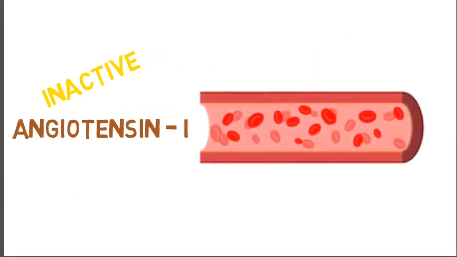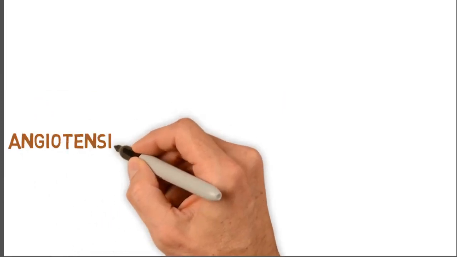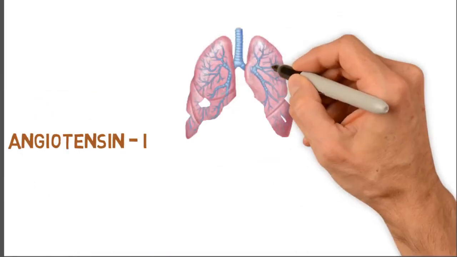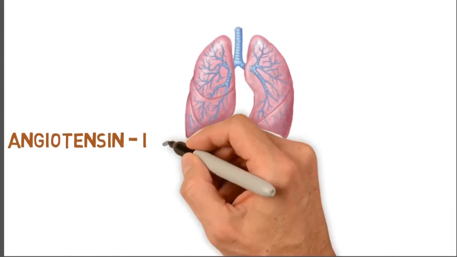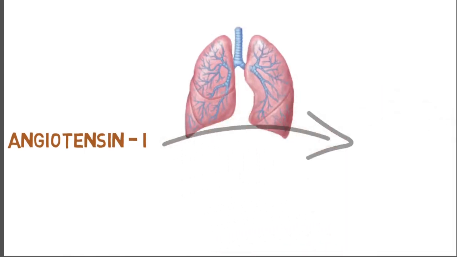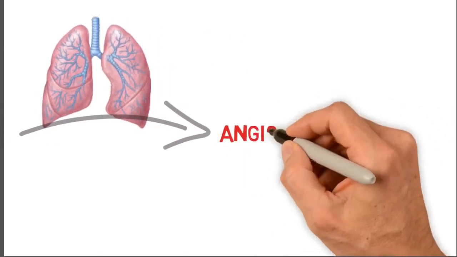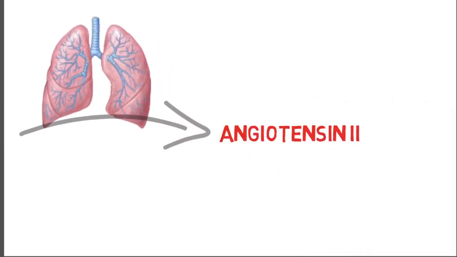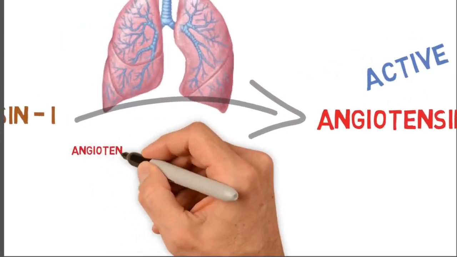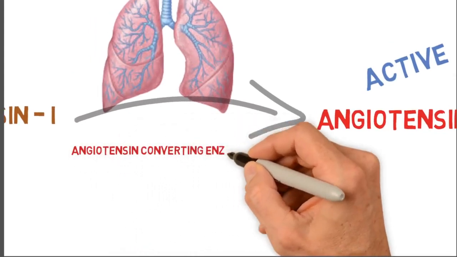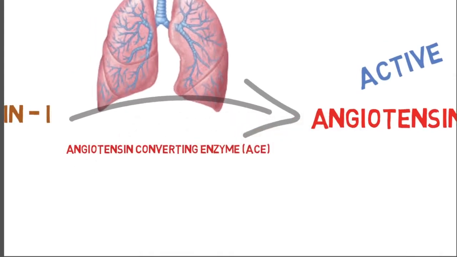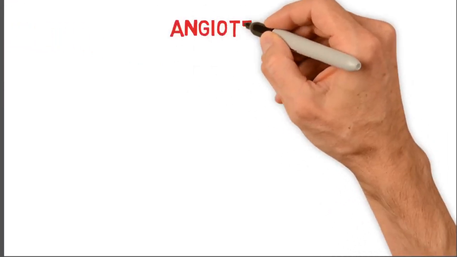This angiotensin 1 further circulates and reaches the lungs, where it is converted into its active form, that is angiotensin 2, with the help of a specialized enzyme called angiotensin converting enzyme. Now this angiotensin 2 has several mechanisms, and it has specific receptors spread across our system.